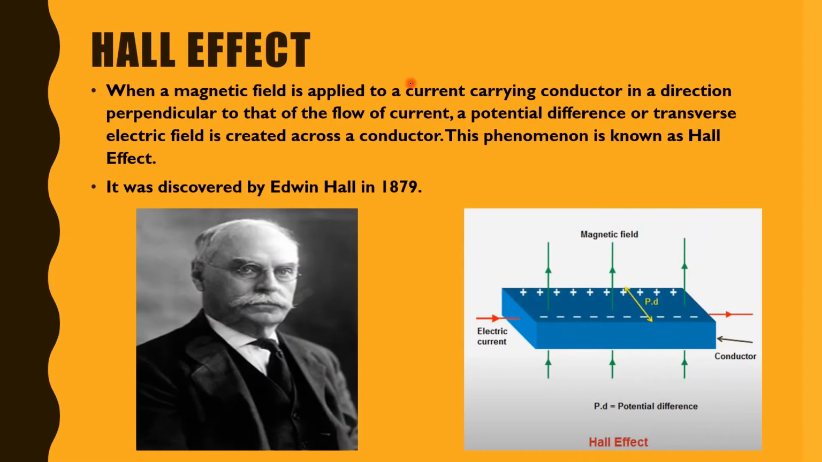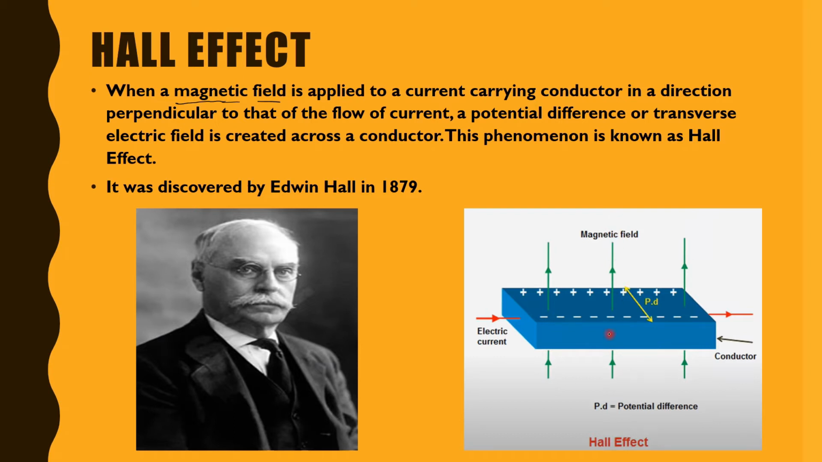So Hall effect. What is Hall effect? In simple words, we can say that when a magnetic field is applied to a current carrying conductor in a direction perpendicular to the flow of current, a potential difference or a transverse electric field is created across the conductor. This phenomenon is known as Hall effect.